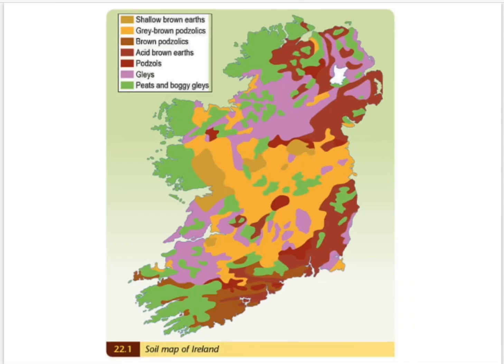Okay. Here we're looking at a map of Ireland and the different types of soils in Ireland. As you can see, there's loads of different types of soils in Ireland in different areas, but the main thing I want to put across here is that the type of soil in your area is nearly going to indicate what type of farming you're going to do.